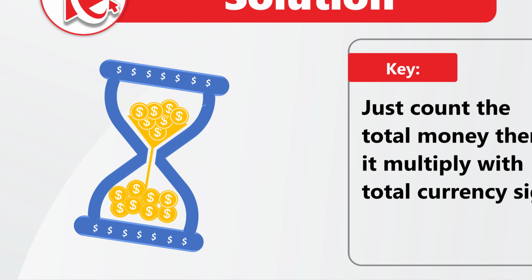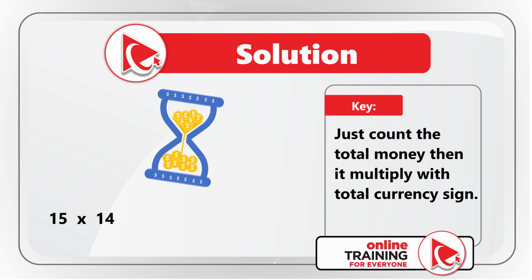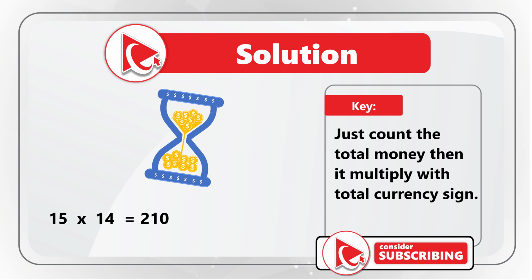There are 8 coins at the bottom. Let's count them. 1, 2, 3, 4, 5, 6, 7, and 8. And there are $7 signs at the top and $7 signs at the bottom. So the total calculation would be 15 coins multiplied by $14 signs, and the total would be 210. So the correct answer here is choice C, 210.